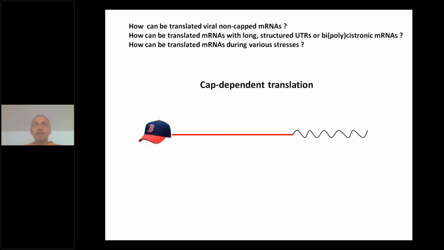So this is again the picture we know about cap-dependent translation, but then there is a question: how can viral non-capped mRNAs be translated? Many eukaryotic viruses acquire the cap at the 5' end somehow, but some of them do not. And how can their mRNAs be translated? Also, how can mRNAs with long structured UTRs or bicistronic mRNAs be translated? And also, how can mRNAs be translated during various stresses, during viral infection, when the general translation is really decreased and the cap-dependent translation is not functional? So then we need cap-independent translation.